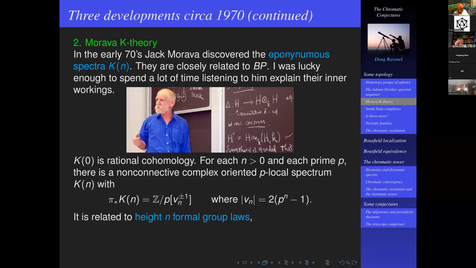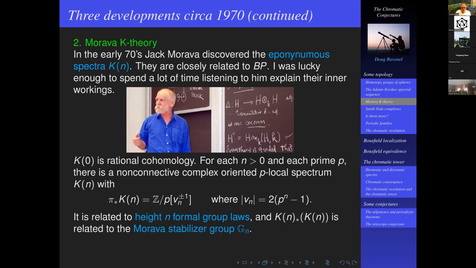If you have a formal group law defined over something in characteristic p, there's an invariant attached to it called the height. I don't have time to give the definition here, but you can find it in the Green Book. If you're over an algebraically closed field of characteristic p, the height is a complete isomorphism invariant. And there's something called the Morava stabilizer group, which is the automorphism group of a height n formal group law, and it turns out to be very important in this theory.